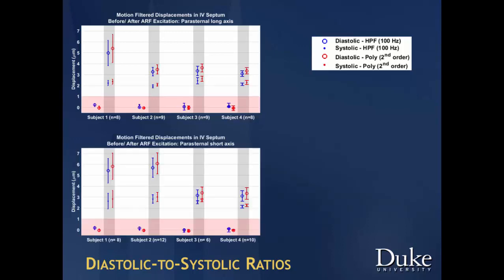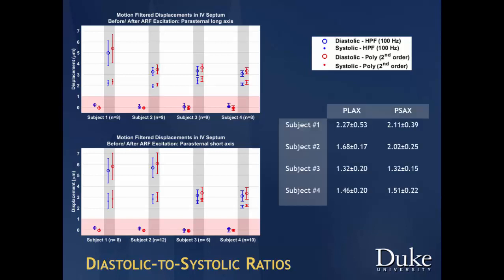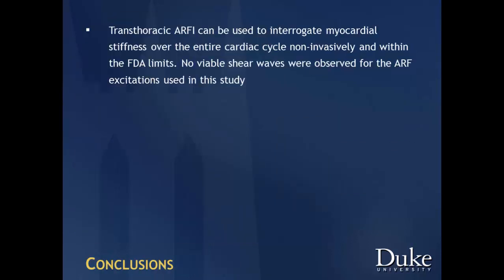When we switch to the parasternal short axis view, I got one more slide, we see that the ratios change. Why they change differently in some patients than another is interesting and worth looking into, but we don't know yet. And we get ratios for all of them between 1.3 and 2.3.